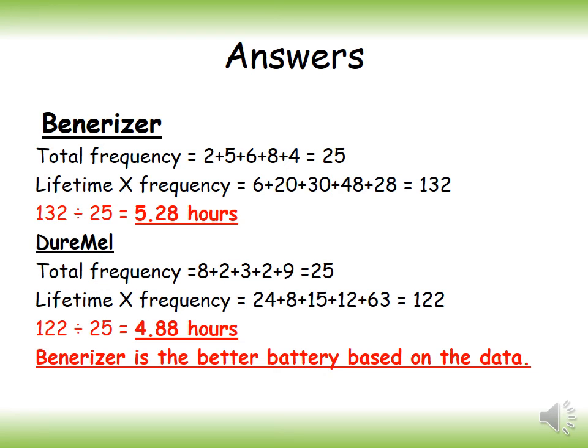And similarly with the Duramel, the frequency, we just add up the numbers, they come to 24, and the lifetime times frequency, 8 times 3, 4 times 2, 5 times 3, 6 times 2, and 7 times 9, which is a total of 122. So based on this information, the Energizer is the better battery.